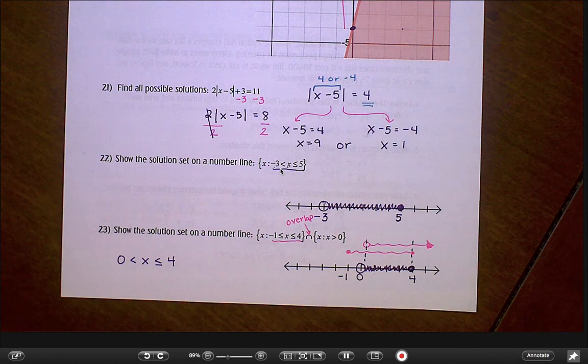Okay, that's it for page 3. I think we've got one more page to go that gets into a little bit more absolute value stuff. So stay tuned for that.